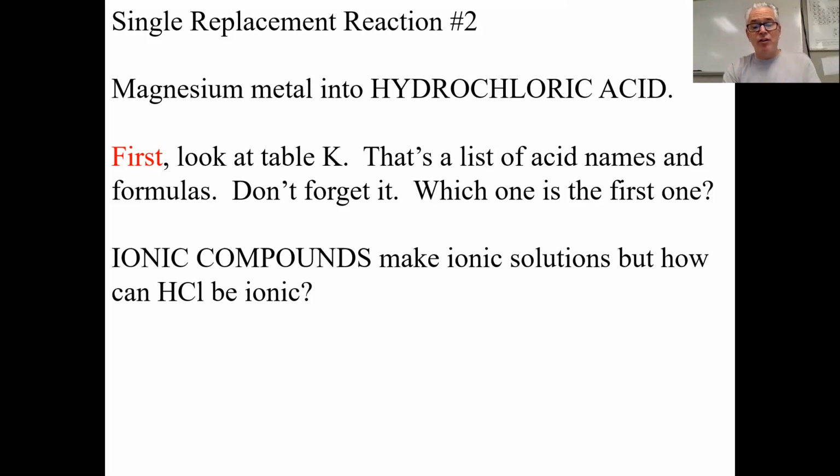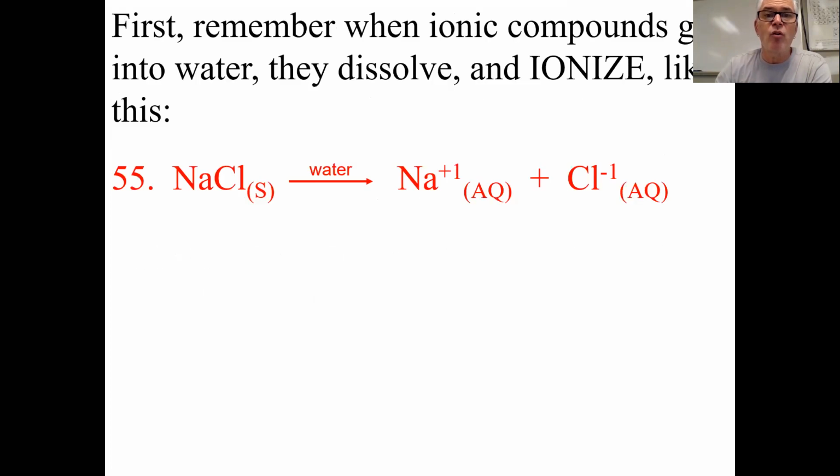But first, let's look at table K, because there must be something else going on here that you need to know about, because you don't really know about acids yet. And we're not going to learn about them too much, but we're going to look right now. Table K. The very first acid is called hydrochloric. It has a formula right there for us also. So this is something to think about.